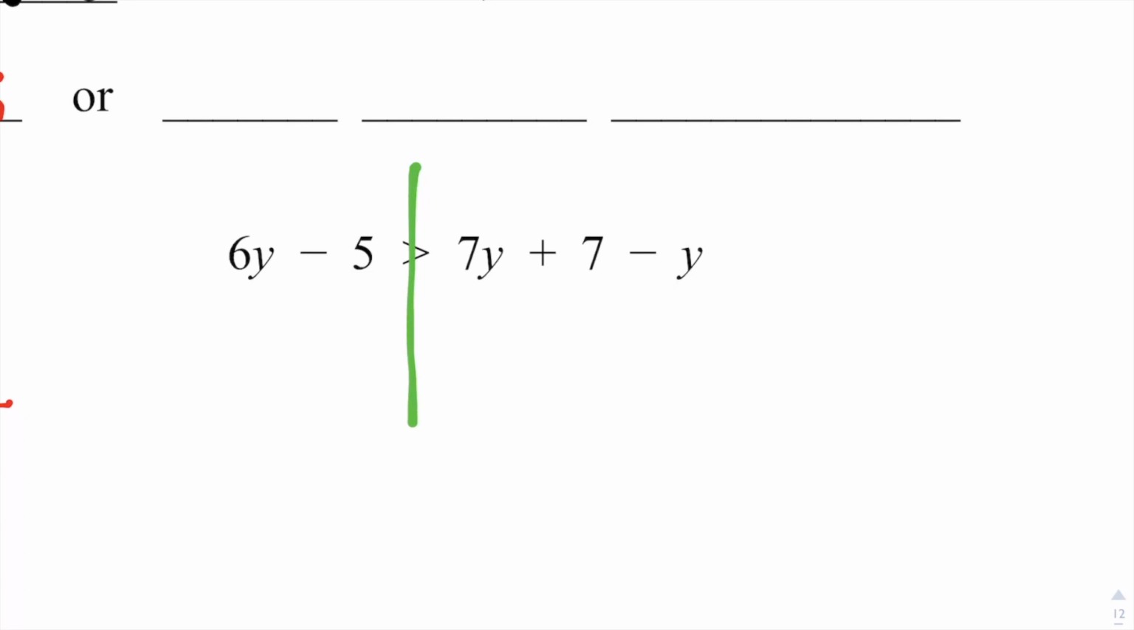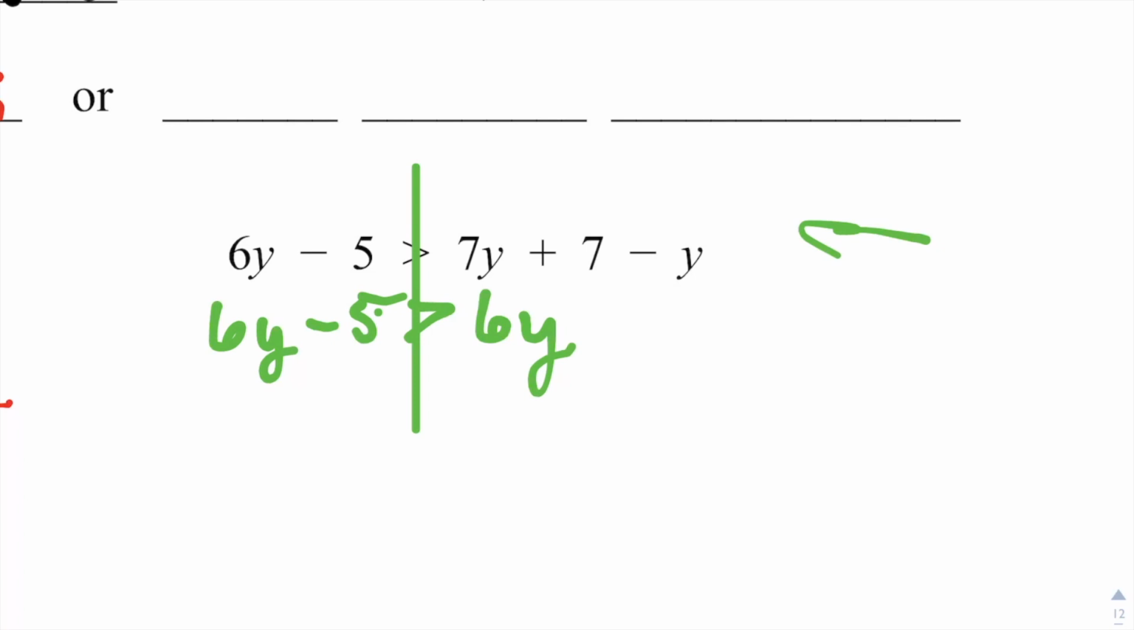Let's go look at the other example. I'm going to draw my balancing point again, and then I want to just look at the inequality. I have 6y minus 5 is greater than 7y plus 7 minus y. Well, on this side over here, I notice that I have two y terms that I can combine like terms. So this side's not going to change. I'm still going to have 6y minus 5 is greater than 7y plus 7 minus y, which is going to give me 6y because I'm combining these two terms, and then plus 7.